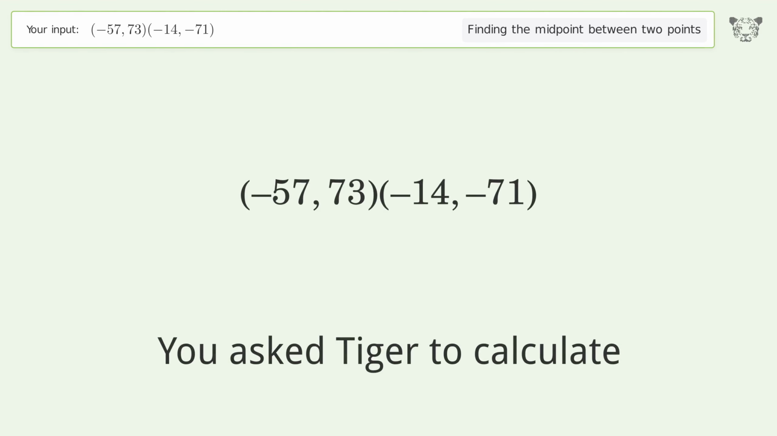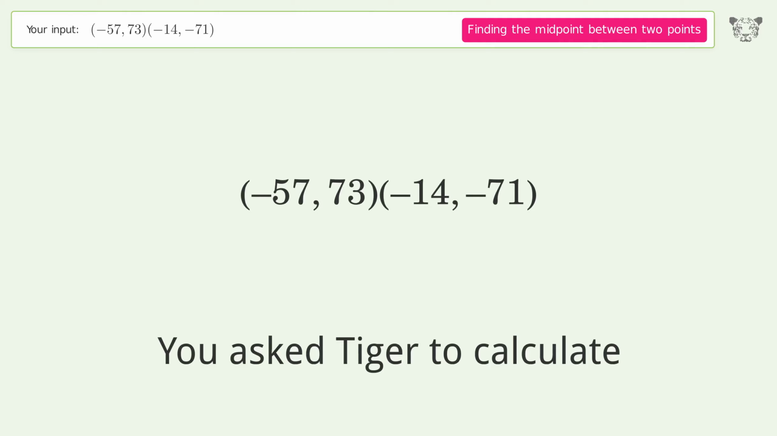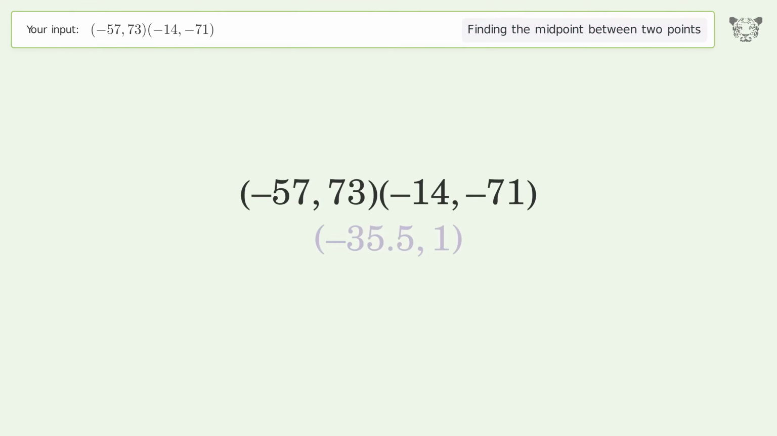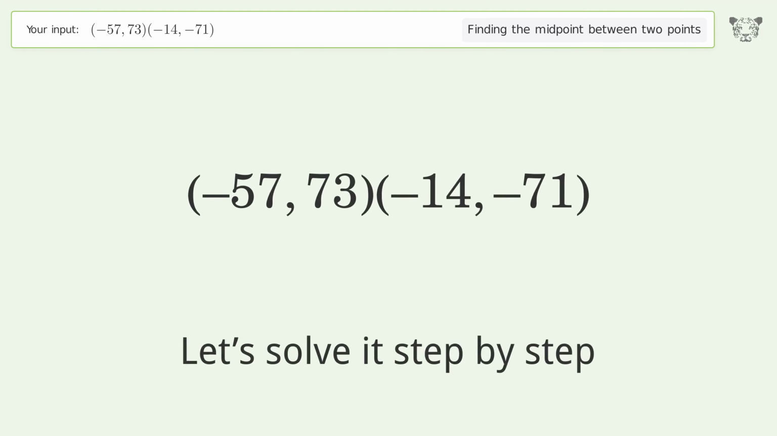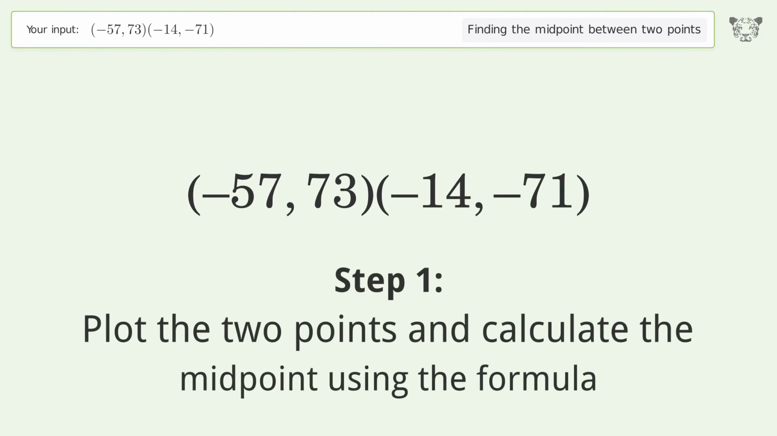You ask Tiger to calculate. This deals with finding the midpoint between 2 points. The midpoint between the 2 points is negative 35.51. Let's solve it step by step. Plot the 2 points and calculate the midpoint using the formula.